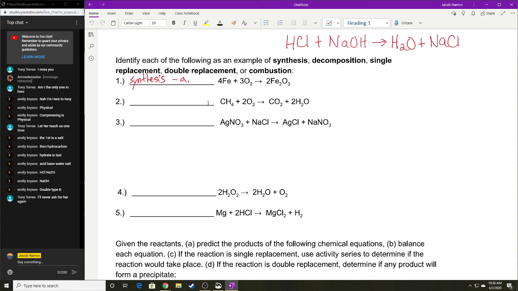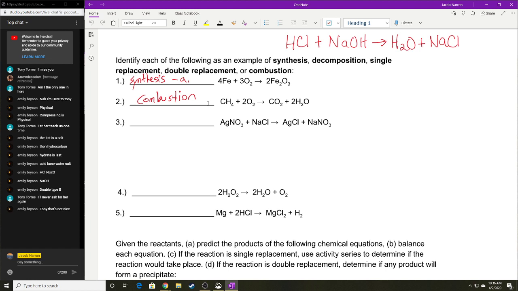Next, we have CH4. Carbon and hydrogen, so that's going to be a hydrocarbon. It's going to be a hydrocarbon plus oxygen, and then you end up getting some stuff. So guys, you should know this is just combustion. Don't overthink it.